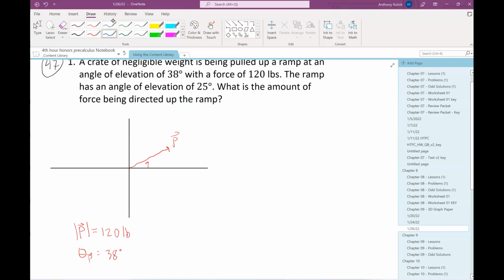And then we have our second vector, this ramp vector, which has an angle of elevation of 25 degrees. I'm going to call that vector R. Now, it should be easy to tell that the direction for vector R is also just going to be 25 degrees. But what's the magnitude for vector R? Yeah, it's not given, right? So what does that mean we can do? Yeah, we're going to choose it to just be 1. So not finding, we're just going to choose it to be 1.